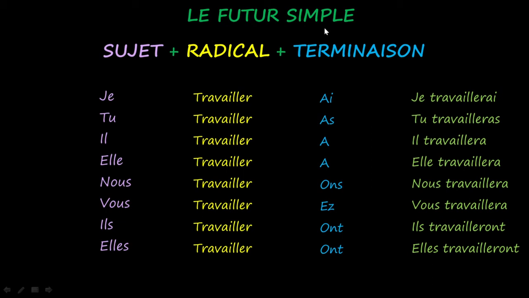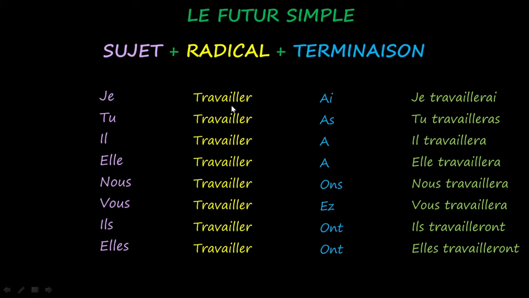So what you have to memorize is actually the radical, the radical of each and every verb. So what is the radical? Before adding the endings, the form of the verb, we call it the radical, right? Sujet: je, tu, il, elle, nous, vous, ils, elles. Then comes the radical. For example, the verb travailler, it's an ER ending verb. For a normal, regular ER ending verb, the radical is easy to find. It's the same as the infinitive form.